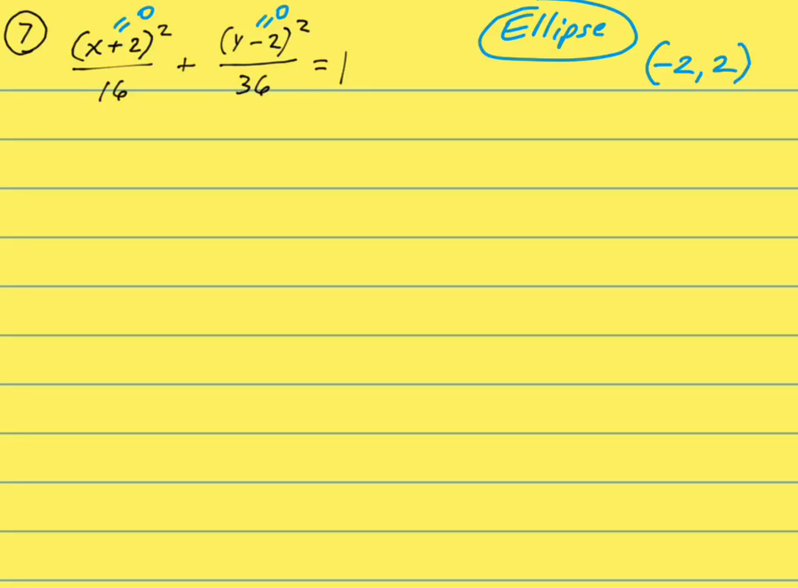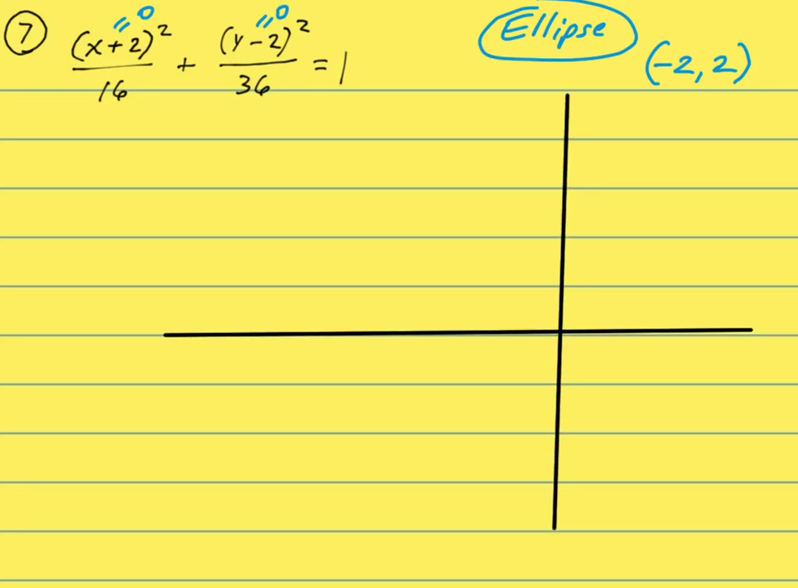That's in quadrant 2, so I will emphasize quadrant 2. I need to go 1, 2, 1, 2, so I am now at -2, 2. Under the x is a 16. The square root of 16 is 4. So I move 4 in the x direction to the right, 2, 3, 4, and 4 in the x direction to the left.